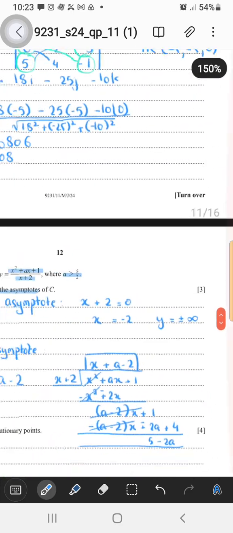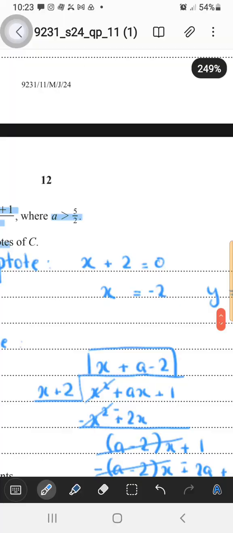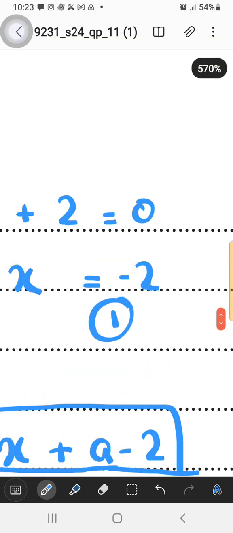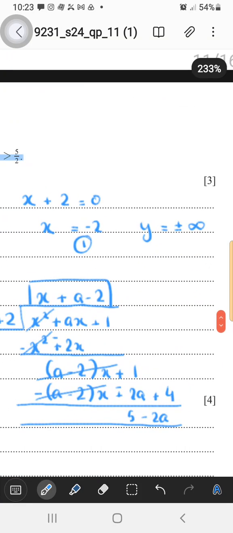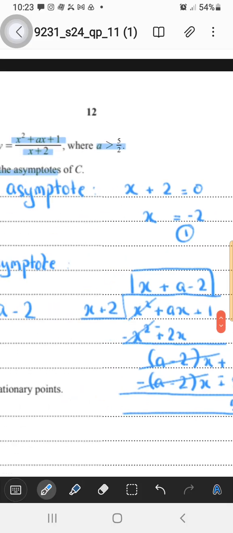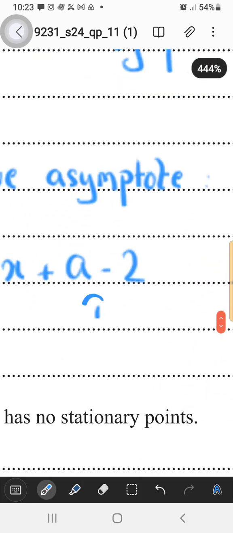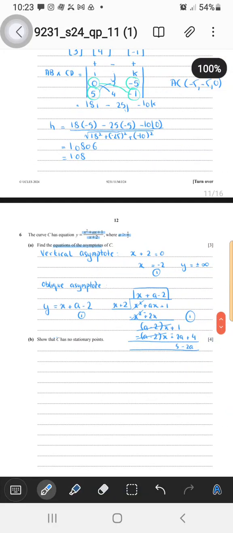There were 3 marks. How will the examiner reward us 3 marks? 1 mark will be awarded for this, 1 mark will be awarded for this long division, and the last mark will be awarded for this. To get 3 marks, you have to show these 3 things, and then you will get complete 3 marks.